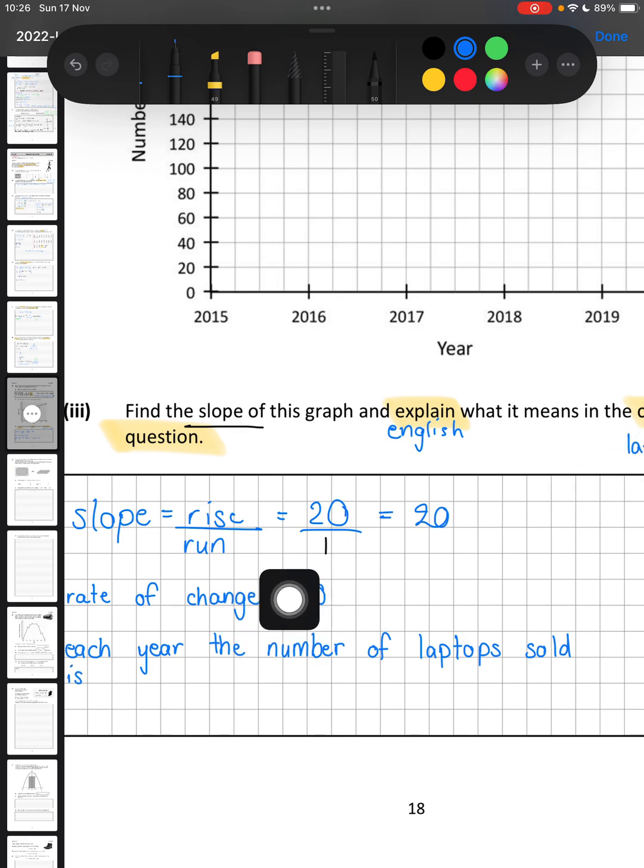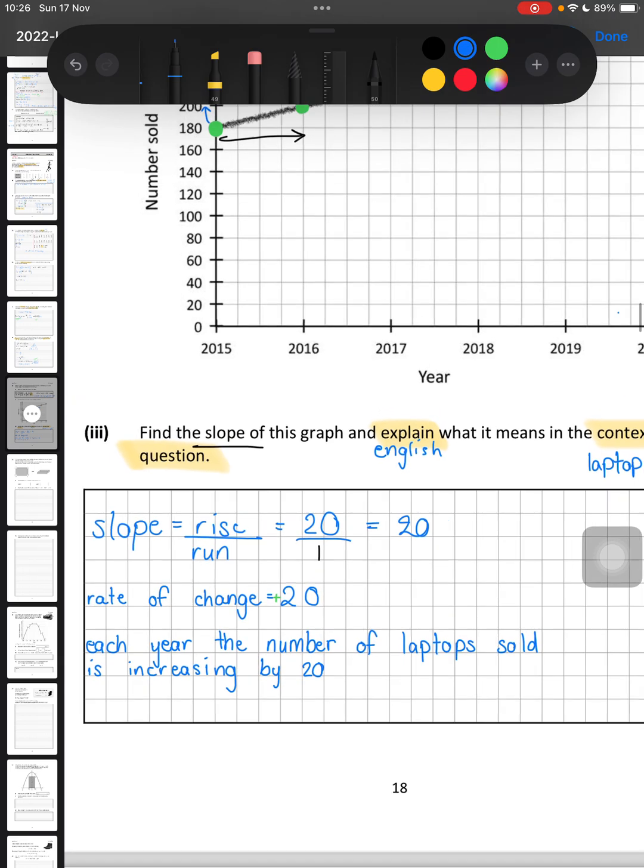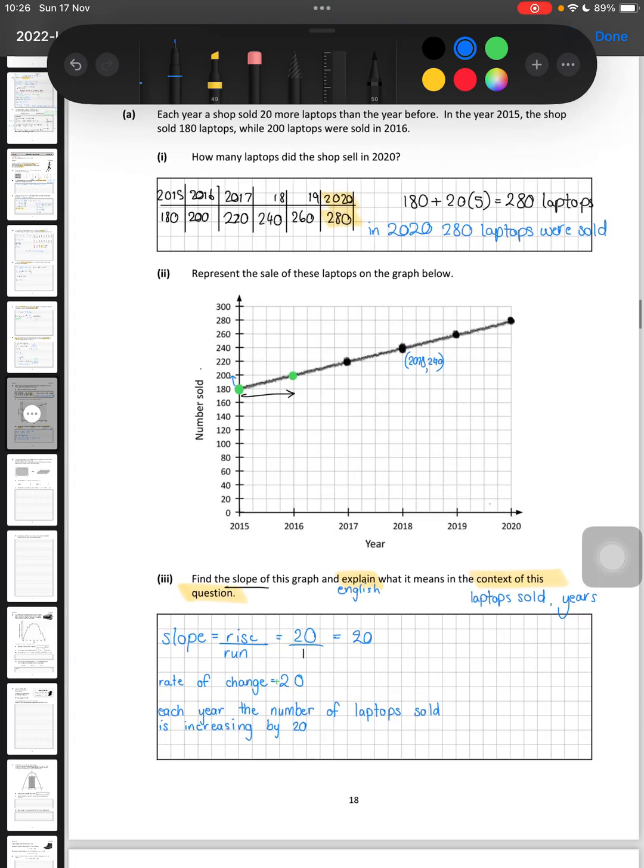Specifically, what about the 20? Yes, it's increasing because we have a positive slope. Now we've mentioned the fact that it's a positive slope, but we still haven't mentioned that number 20, so you have to mention that it's increasing by 20. What's kind of nice about this question is that in the original sentence it says, each year a shop sold 20 more laptops than the year before. You literally could have copied that sentence straight down here.